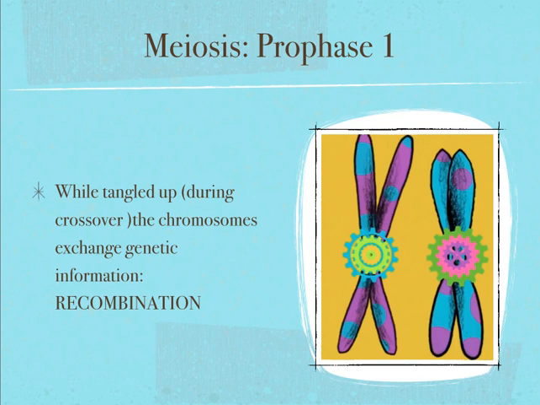Just a little heads up, crossover and recombination is a question a lot of people get wrong on, if it was to pop up on an exam. So while they're tangled up in this prophase, they exchange genetic material, and this is called recombination. So now we have two duplicate chromosomes with a completely new combination of genetic material.